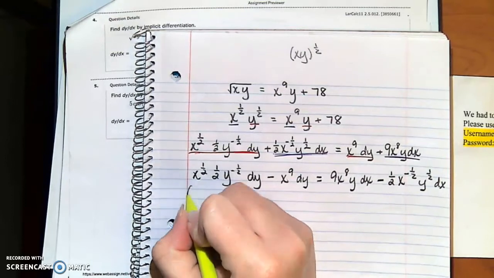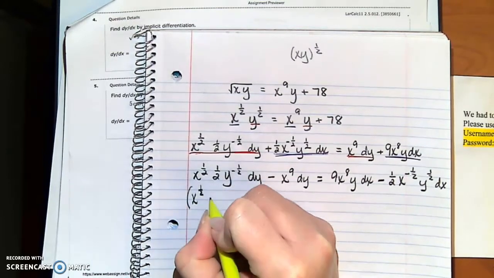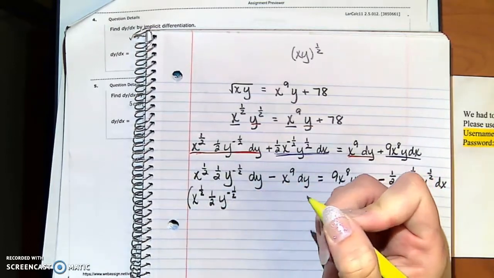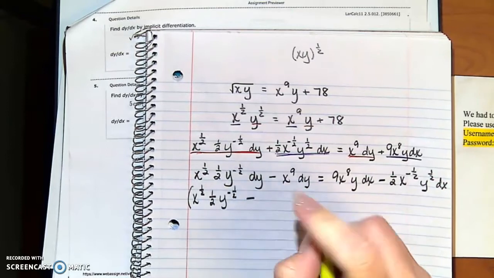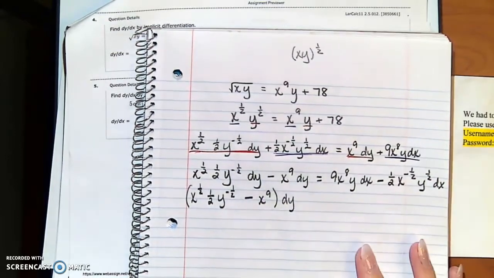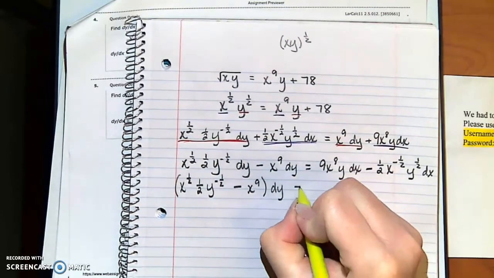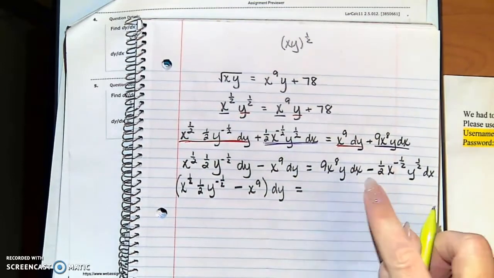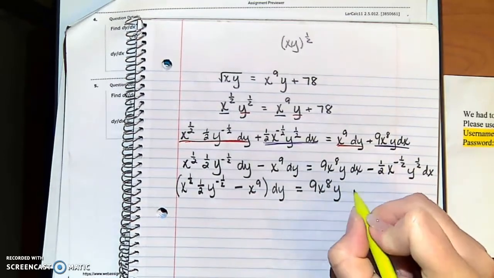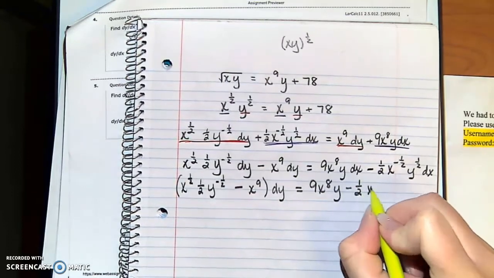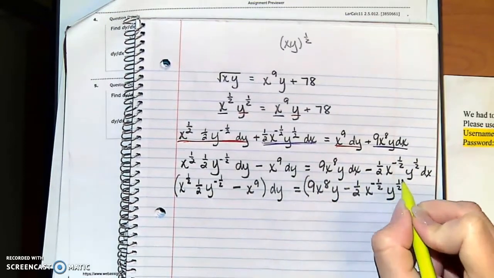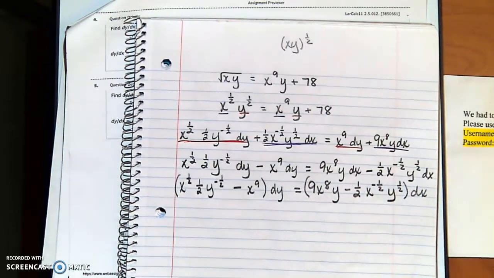So this becomes x to the 1/2 times 1/2 y to the negative 1/2 minus x to the 9th, and I factored out a dy, equals, on this one I'm going to factor out a dx. So 9x to the 8th y minus 1/2 x to the negative 1/2 y to the 1/2, and I factored out a dx.